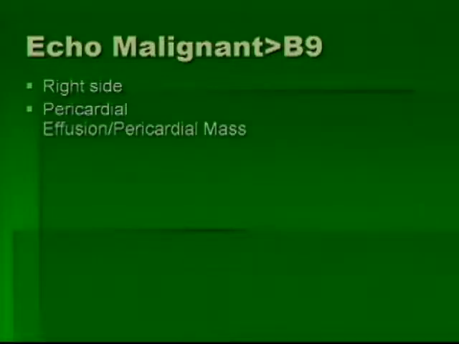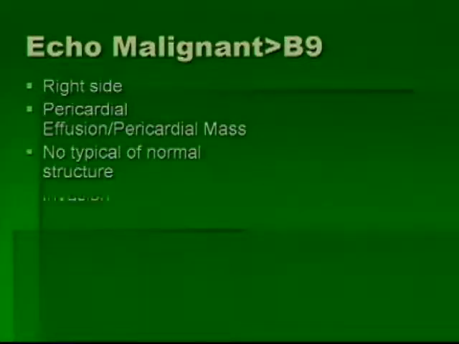Right-sided location tends to mark malignancy. Not always the case, but that is one of the things that we can use, and that's mostly for metastasis. Pericardial effusion and pericardial mass for exactly the same reason. There are exceptions as we've gone over, but again, if it's in the pericardium, we have to suspect that malignancy is what it is. If it does not look typical of a normal structure, that is rather obvious.